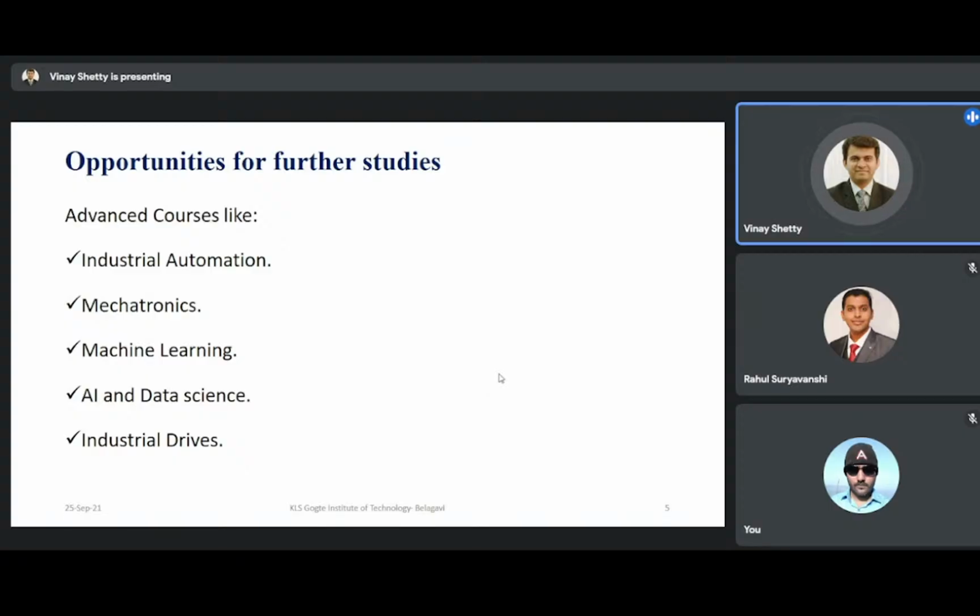Then you have machine learning, a very hot subject in industries right now. Then you have artificial intelligence and data science, which could also be incorporated in the PLC system and prove the best of its technology. Then you have industrial drives like AC and DC drives, which are extensively and widely used in all the industries.